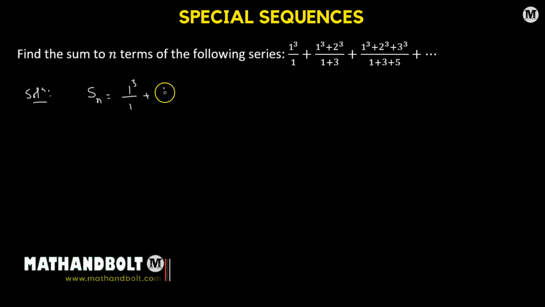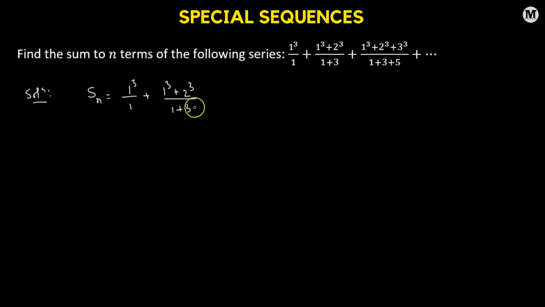The second term is given by 1 cube added to 2 cube, whole divided by 1 plus 3, added to 1 cube plus 2 cube plus 3 cube, whole divided by 1 plus 3 plus 5. Okay, then we have the rest of the terms. Now let's try to predict what the nth term is going to be.